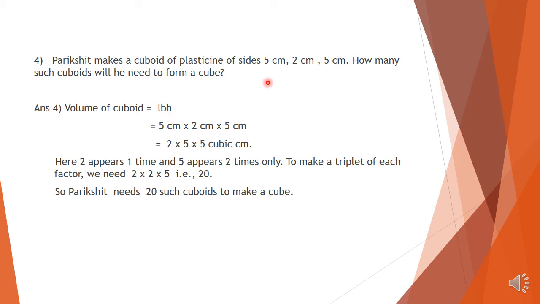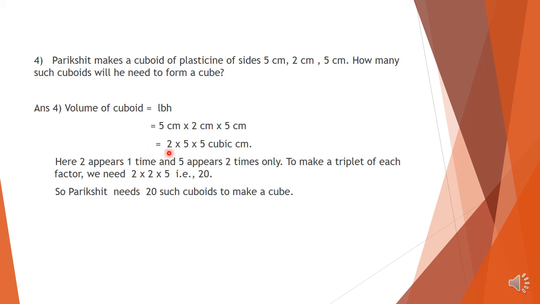So here sides are given. So we are multiplying these sides. So it is 5 cm into 2 cm into 5 cm. That is 2 into 5 into 5 cubic centimeter. Volume of cuboid we write as cubic centimeter or cm cube. And now see children, here is each factor coming 3 times or not? To get a cube, in the prime factorization we need each factor 3 times.